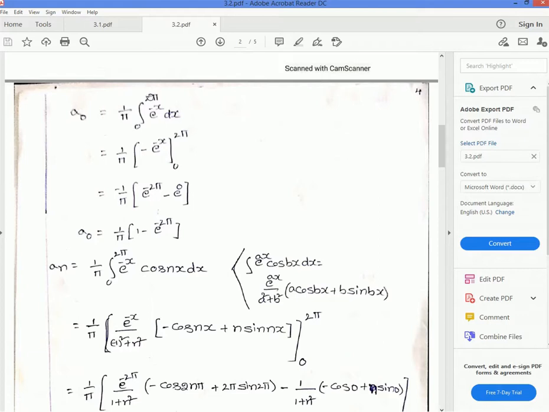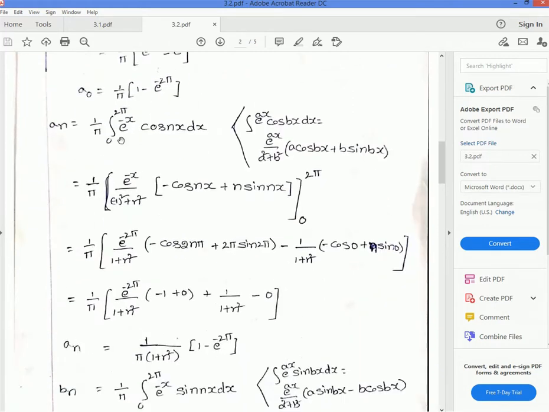1 by pi integral 0 to 2 pi f of x, which means e power minus x. What is the e power minus x integration? Minus e power minus x, limits 0 to 2 pi. Substitute upper and lower limits. We have taken minus common, minus 1 by pi. If x is 2 pi, e power minus 2 pi, minus the lower limit e power 0, which is 1. If we take minus common, 1 minus e power minus 2 pi.